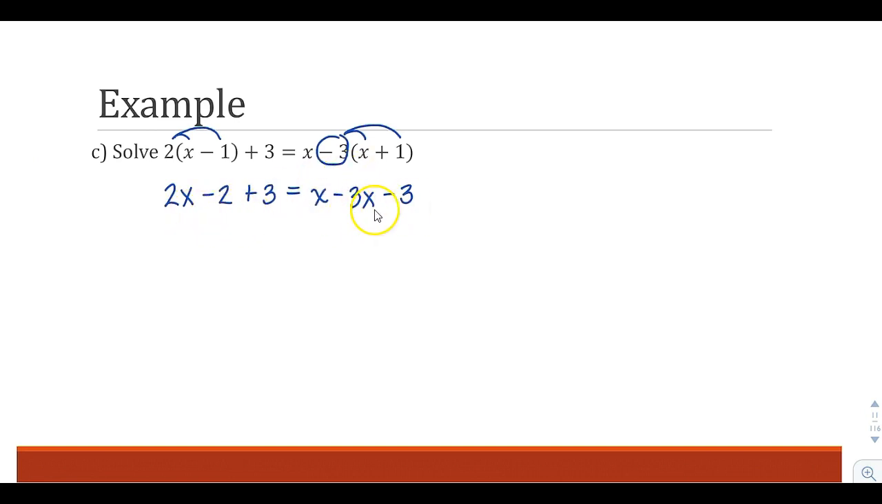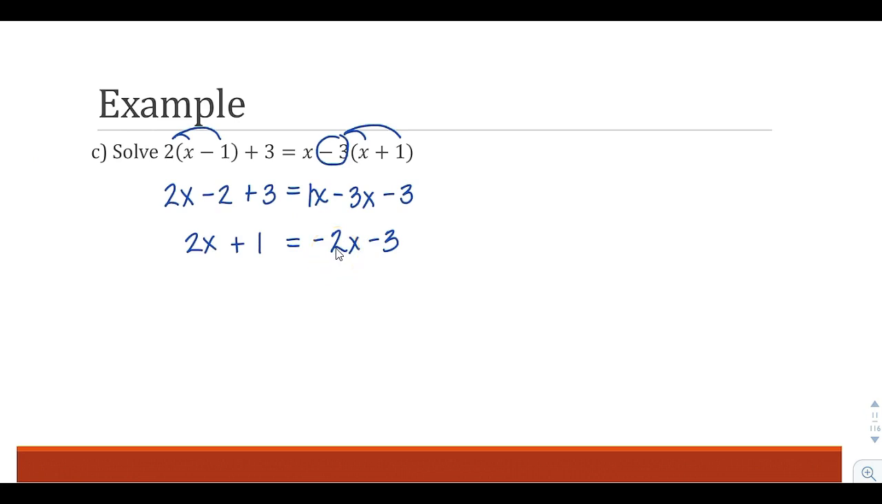Now on each side of the equation, let's go ahead and combine our like terms. So on the left side we have 2x, and then we can combine negative 2 plus 3 is positive 1, plus 1. On the right hand side I have this 1x minus 3x. So that's going to give me a negative 2x minus 3. Alright, so now I have done as much as I can to each individual side, but yet I still have two terms with the variable in it. I have a 2x on this side, I have a negative 2x on this side.